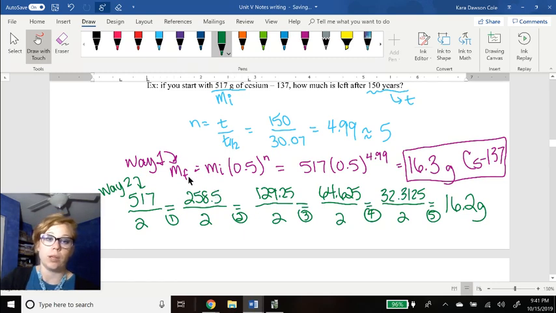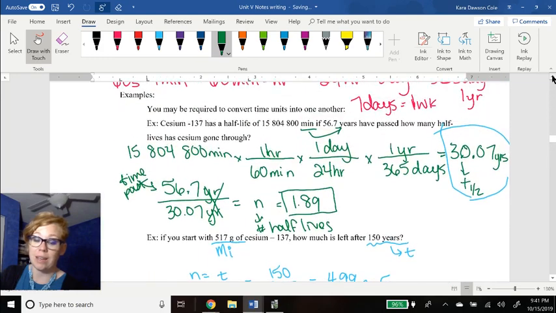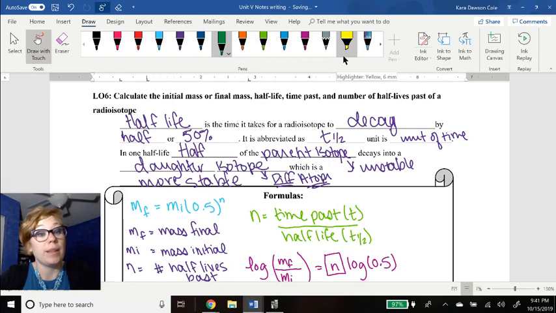With way 1, all you're doing is plugging it into the formula, but you are showing work for all of this. Either one you do, you have to do this first calculation for the number of half-lives that have passed. So that is learning objective 6, which is actually the end of nuclear chemistry. But that is your learning objective 6. Calculate the initial mass, final mass, half-life, time passed, or number of half-lives of a radioisotope.